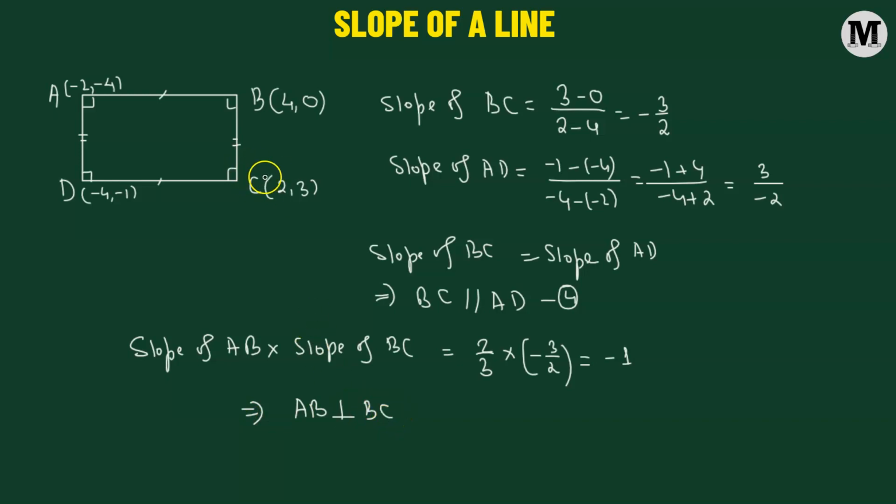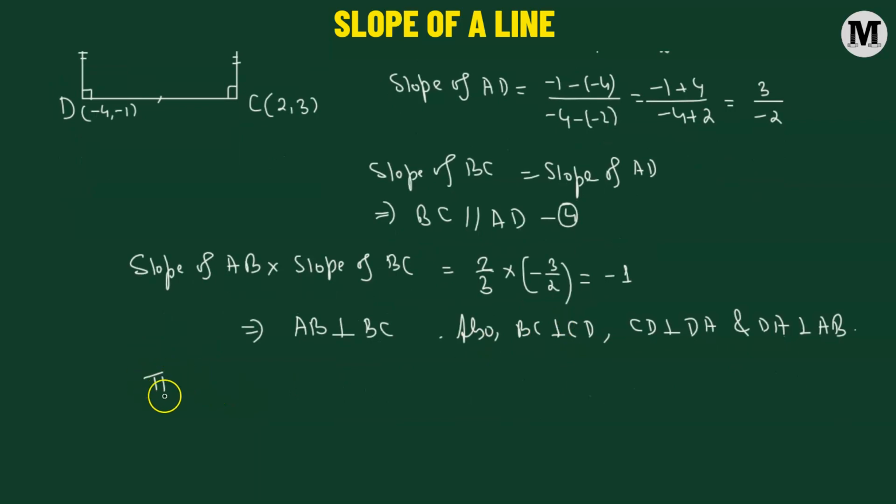Similarly, I'll leave that as an exercise for you to try out. We can say, let's write it down, that the side BC is also perpendicular to CD, CD will be perpendicular to DA, and DA will be perpendicular to AB. So all the criteria are met. Therefore, we can say that ABCD are the vertices of a rectangle. Hence, we have successfully proved the given problem.